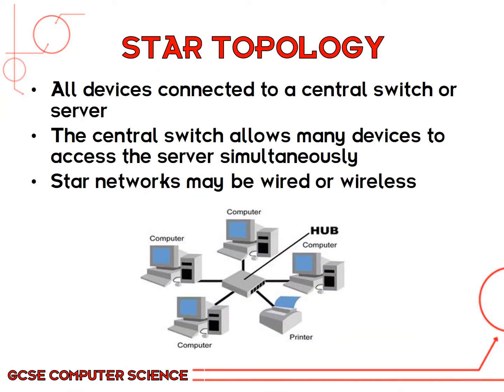Start by looking at a star topology. This is where all devices are connected to a central switch or to a server. So for example, 30 computers in a classroom connected to a switch, which then goes to a server, or all the devices just directly connected to the server. The central switch allows many devices to access the server at the same time. Star networks can be wired or wireless.